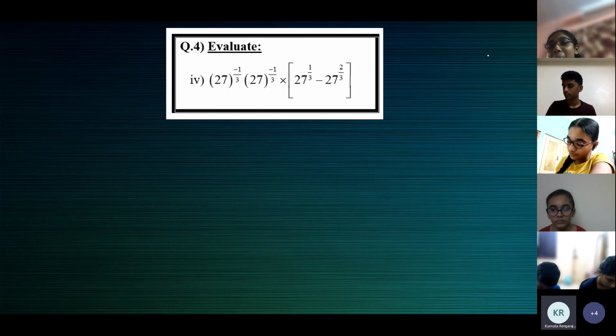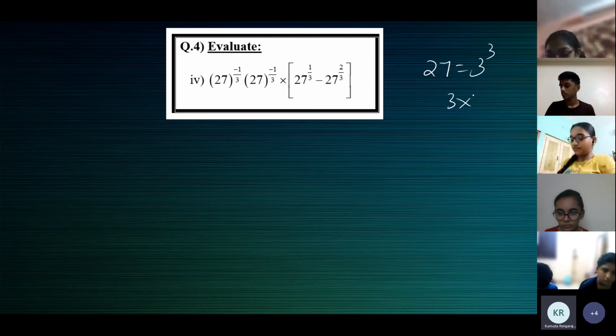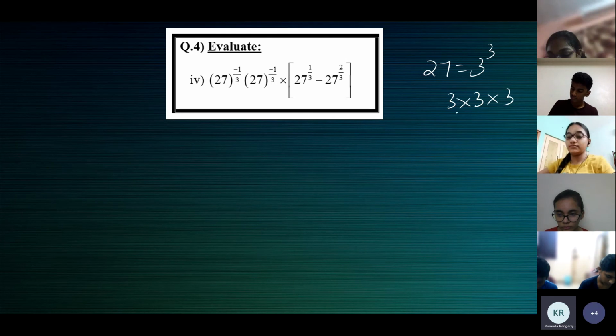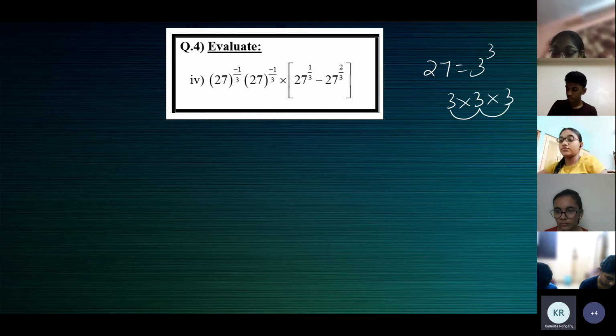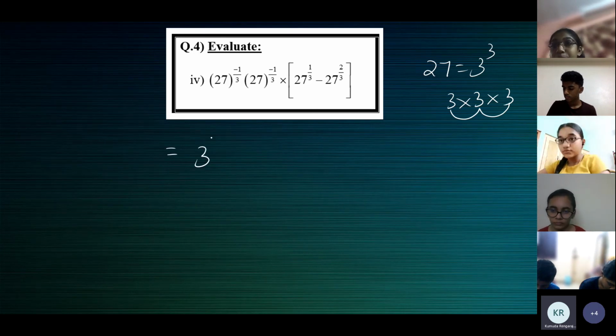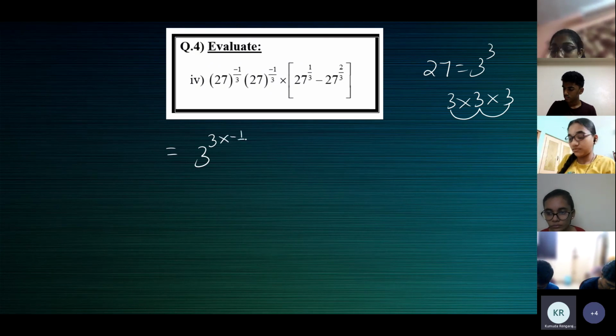Okay. So 27 is 3 cubed, because 3 into 3 is 9, into 3 is 27. 3 threes are 9, 9 threes are 27. So 27 should be written as 3 cubed. And then that power minus 1 by 3, so into minus 1 by 3.